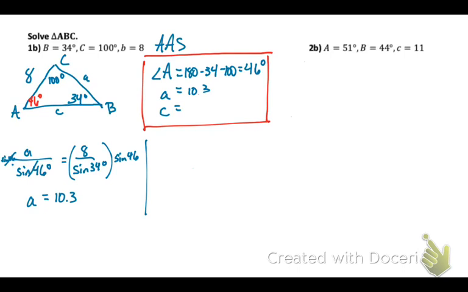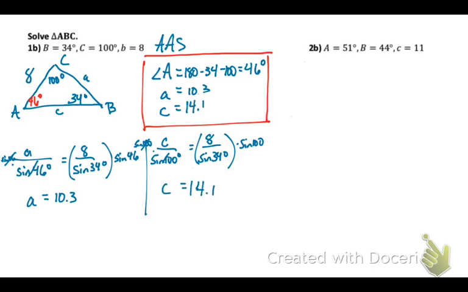So now let's set up a law of sines proportion for side C. So C over the sine of angle C, which is 100 degrees, and then we can set it equal to that known pair, side and angle again. The solving steps are the same. 8 divided by the sine of 34 degrees times the sine of 100. So round to tenths place, that is 14.1.